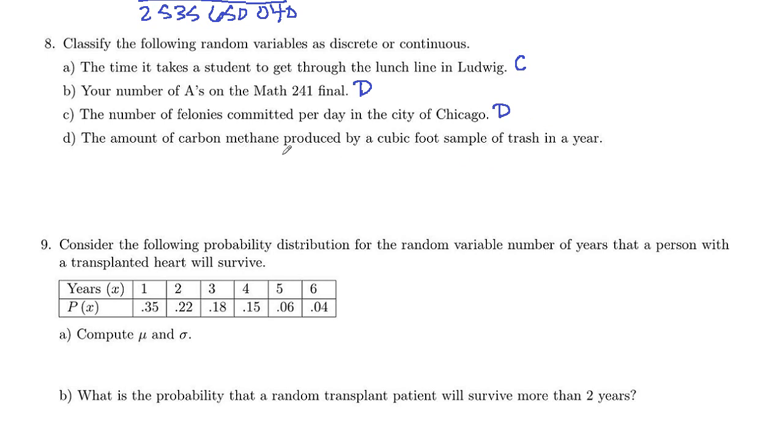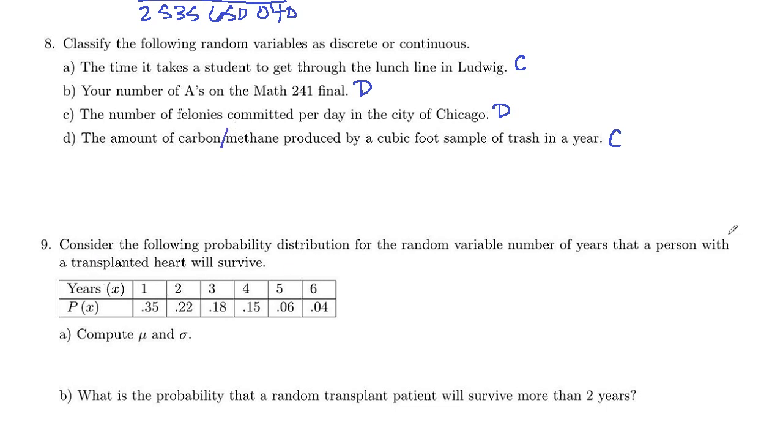Amount of carbon methane produced by a cubic foot sample of trash in a year. So that is something that would be measured usually by weight. So they would say number of grams of carbon, and weight is infinitely divisible. That's going to be continuous. So this would be carbon/methane.